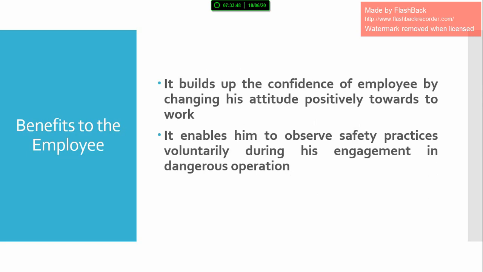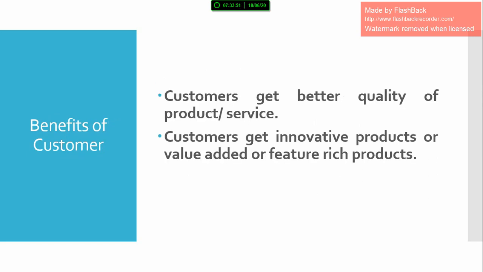And benefits to customers. Customers can get better quality products and service, and customers get innovative products. So new products come through that training. When we give training to the employees, we can get innovative products and value added or future ready products. So these are the benefits of training.